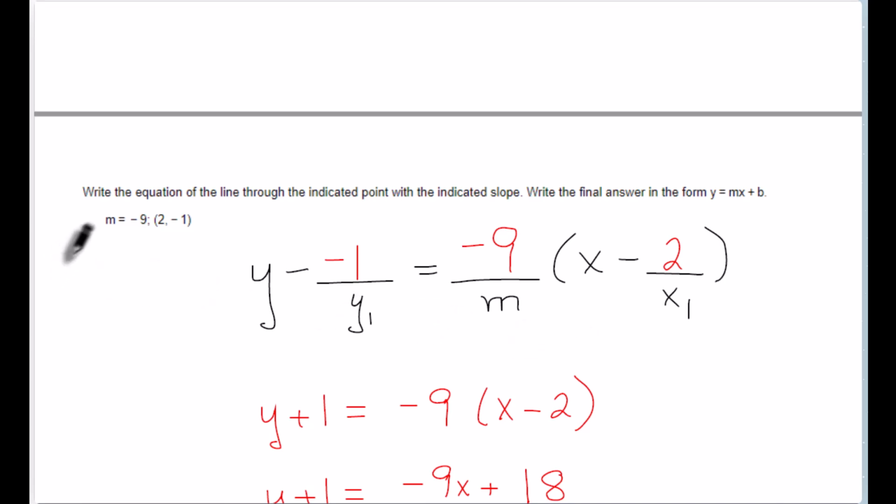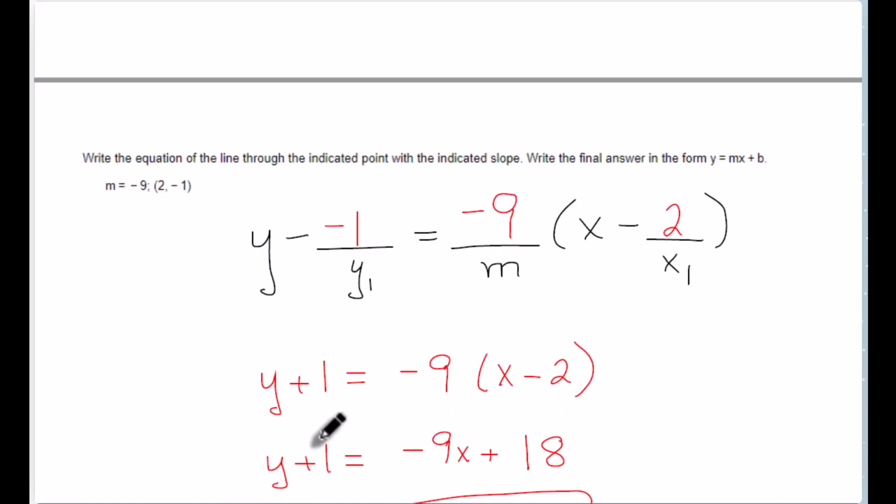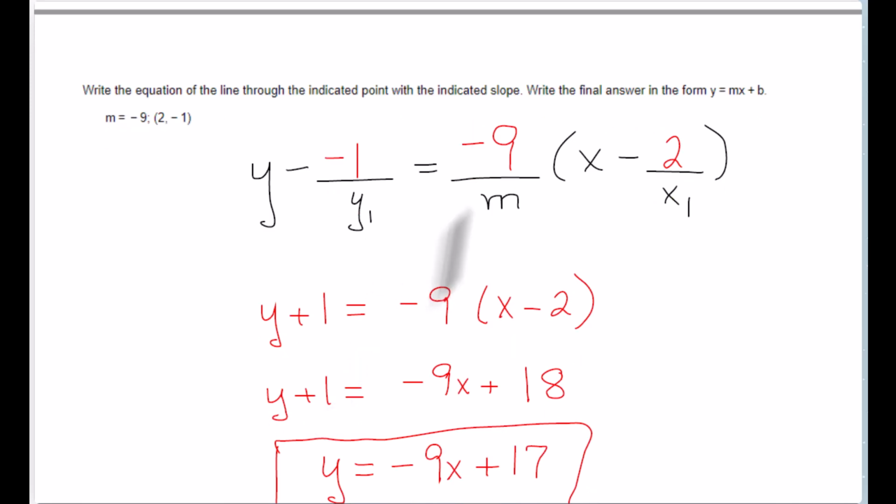All right, let's see. Write out an equation of a line that does this. All right, slope is -9. My point is 2 minus 1. Let's see, minus a minus is a +1. I've got a -9 that needs to distribute inward. All right, so a minus 9x, got an 18, got a plus 1. If I move it across the equals, it's a minus, and 18 minus 1 is 17.